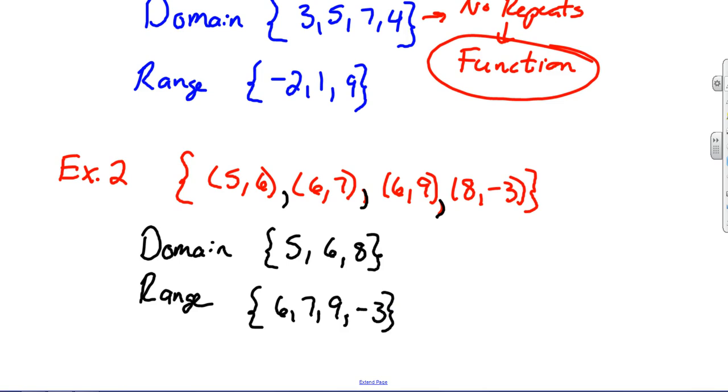And again, the domain is where you have to determine what was going on here. Because, there you go, you've got 5, 6, 6, and 8, so the 6 repeats. And as soon as you've got a number that repeats, that means it is not a function.